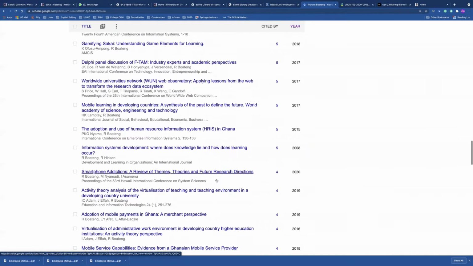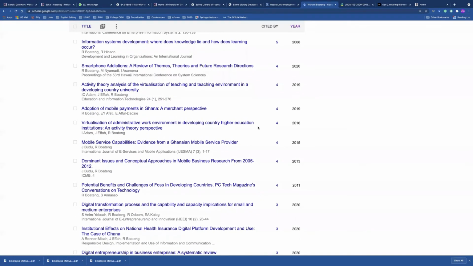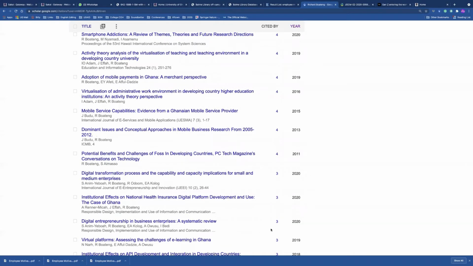So I'm just telling you the relevance of doing that. This is another one to look at. Mobile learning, looking at the past to define the future. This review is from 2020. This one just came at the end of 2020. Look at what has happened to it. Data entrepreneurship in business, a systematic review.